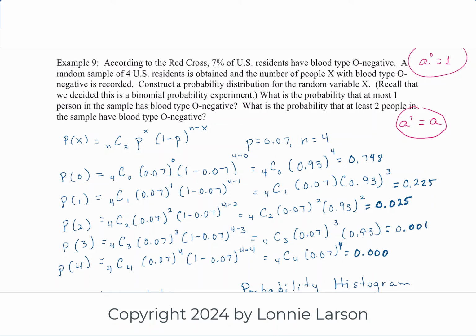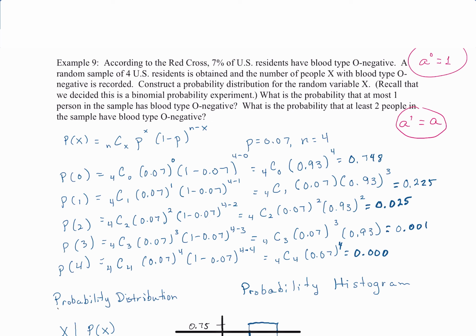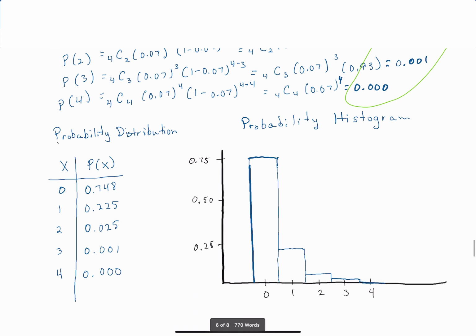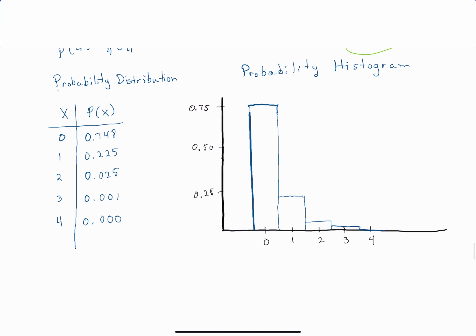Here are the probabilities we calculated in the last video. If you need to, you might want to pause the video and write them down if you didn't write them down as we were going through them in the last video. Then here they are in a probability distribution. And I've also given the probability histogram. Again, you might want to pause the video so that you can copy this stuff down.